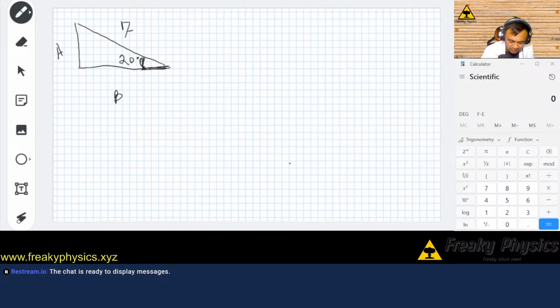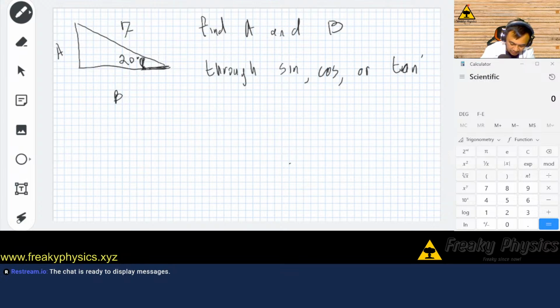What I want you to do now is find A and B, through sine, cosine, or tangent. That's the first thing I want you to do. Of course, you can just use the calculator here. So I'm gonna allow the calculator on this part.